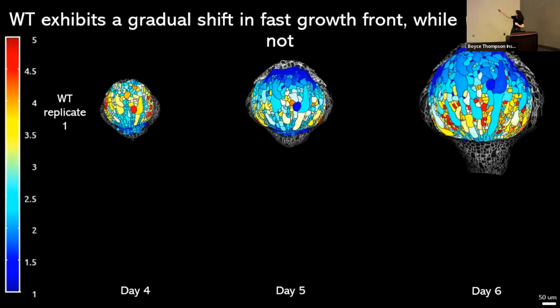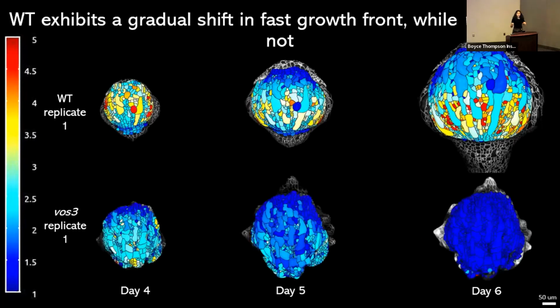Now, if we look at days 4, 5, and 6, we can see that wild type displays a shifting fast growth front, where the cells that are dividing quickly move down toward the base of the sepal. We don't see this kind of pattern in VOS3. Again, in days 4 and 5, the quickly growing cells remain seemingly randomly distributed throughout the sepal. And by day 6, there's very little growth at all.